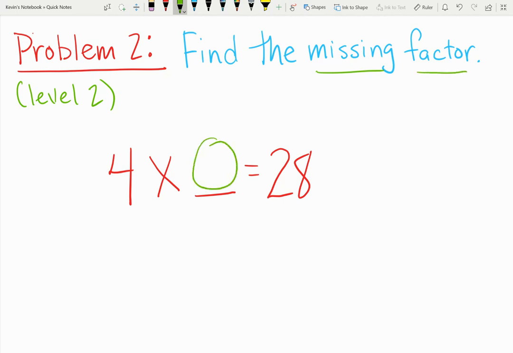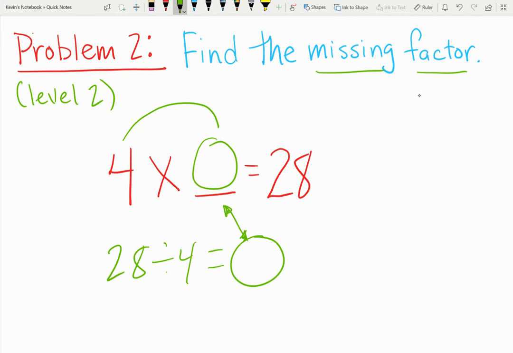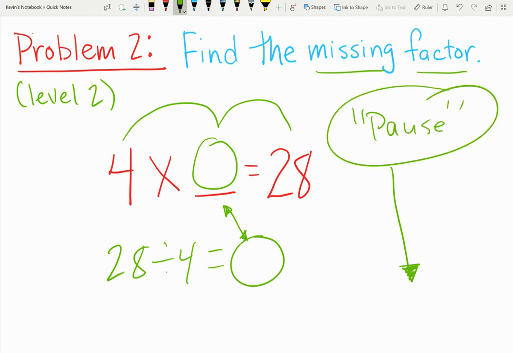If you guys remember, you could do the inverse. What is the inverse of multiplication? It is division. So if you wanted to, you could do 28 divided by 4 equals, and that answer would go here. And if you don't want to do the inverse of multiplication, just think 4 times what equals 28. Okay, so go ahead. You know the drill. Pause the video, and I'll see you guys for problem 3.